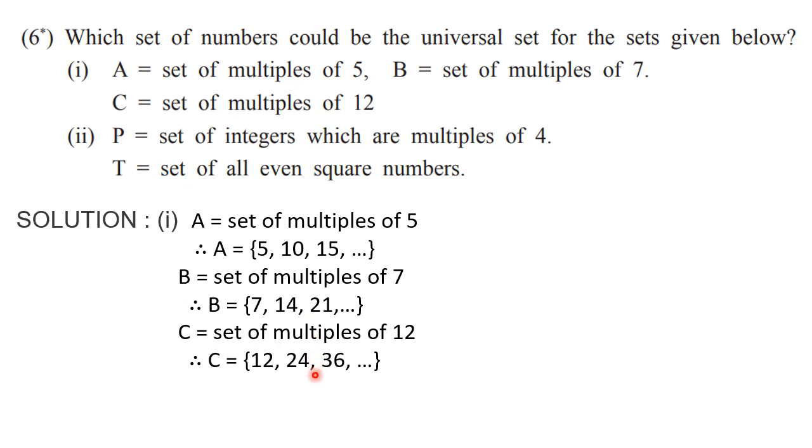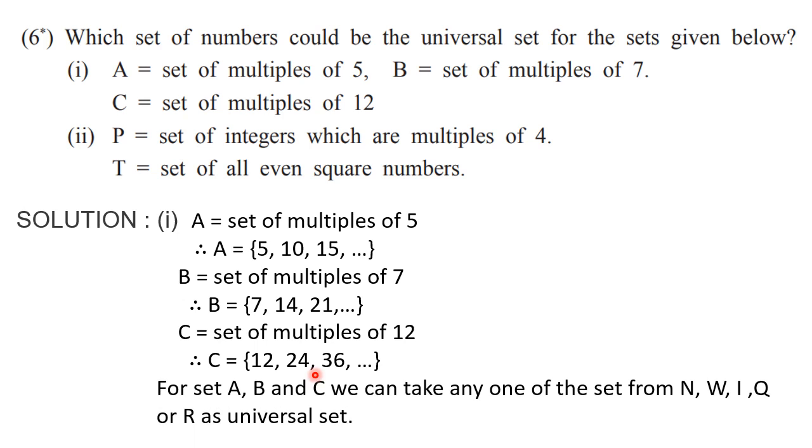So natural numbers can be the universal set. Then next to natural numbers we have whole numbers, so whole numbers also can be the universal set. After that we have integers, then rational numbers, and then irrational numbers. So all these can be the universal sets here. For sets A, B and C, we can take any one set from N, natural numbers, W, whole numbers, I, integers, Q, rational numbers, and R, real numbers. So any one set can be there.